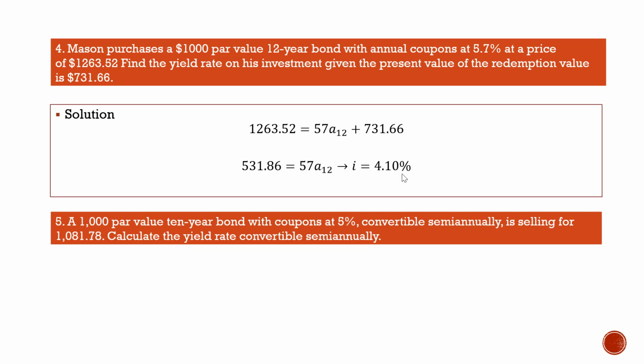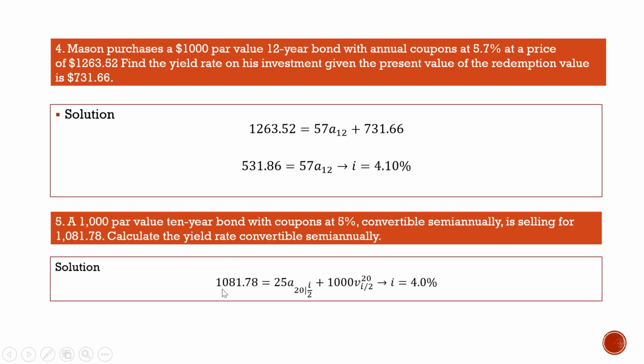Number 5, a 1,000 par value 10-year bond with coupons at 5% convertible semi-annually is selling for 1,081.78. Calculate the yield rate convertible semi-annually. So this question, they give us the par value F, the price P, n is 10, r is 5%, convertible semi-annually, so 2.5% for each half year. And the question asks for i over 2. Let's say i is the nominal yield rate, then the interest for each half year is i/2.